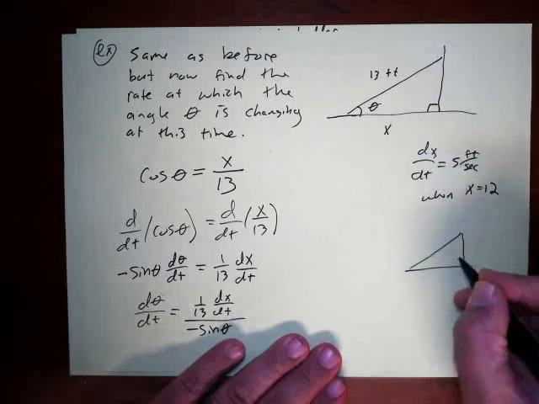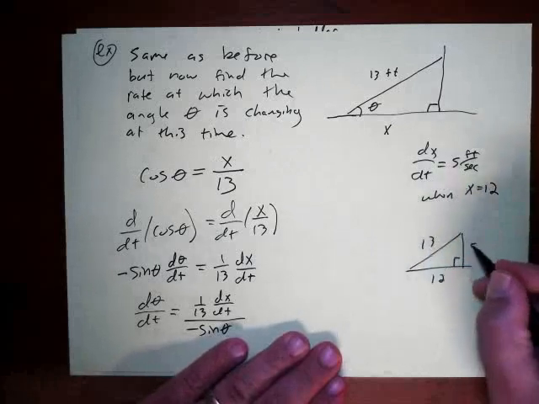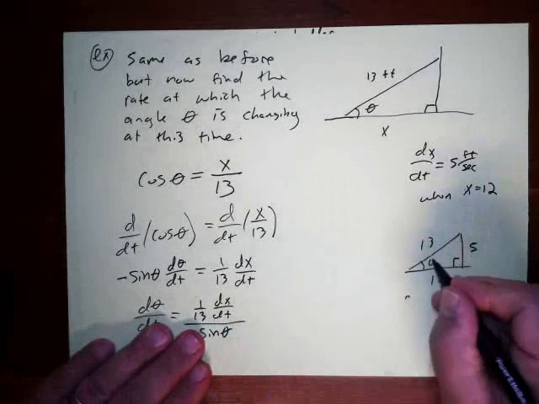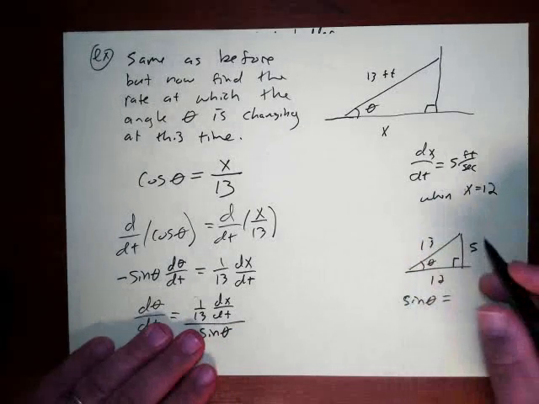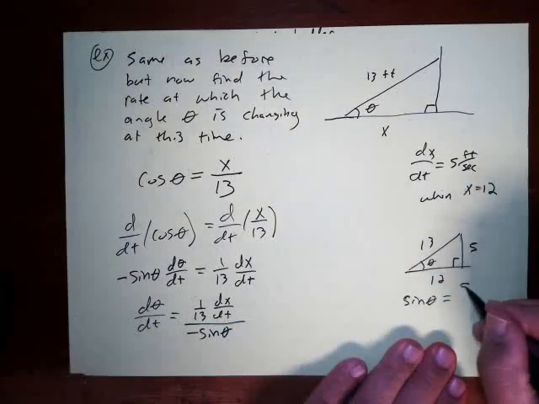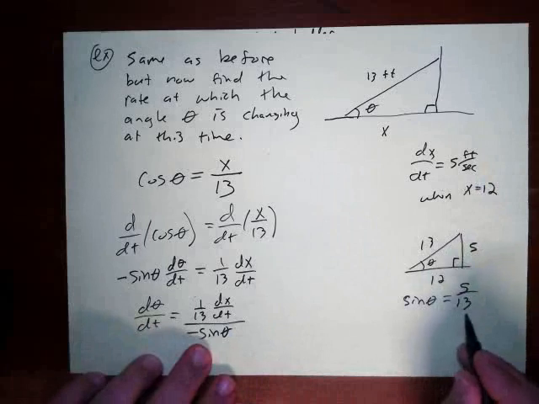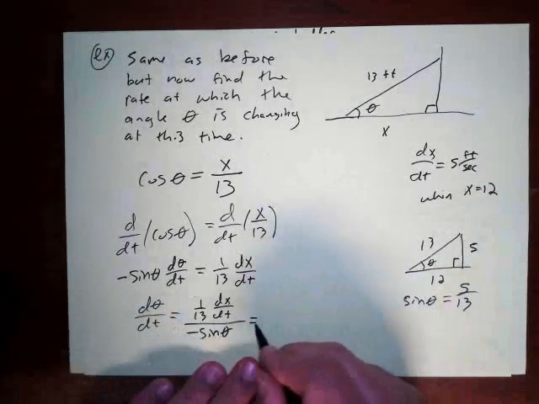just use the right triangle trig here. This is 13. When this is 12, we found before that this side was equal to 5. And so for that angle then, the sine of theta would just be 5 over 13, the opposite over the hypotenuse. So for this, I would just use that. And so we can plug these things in.